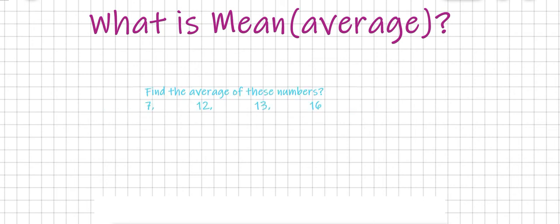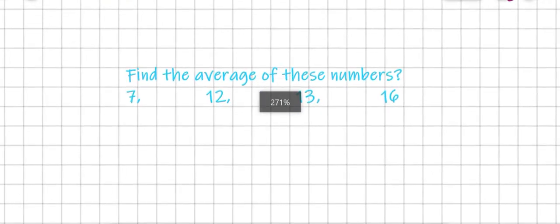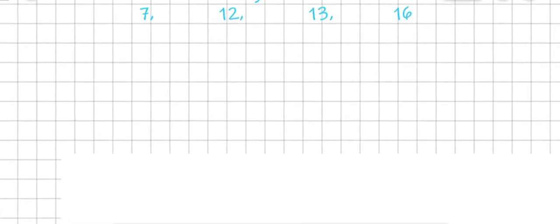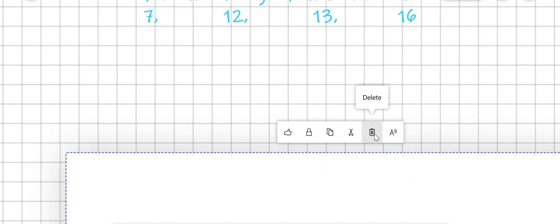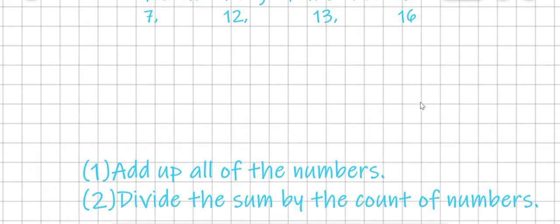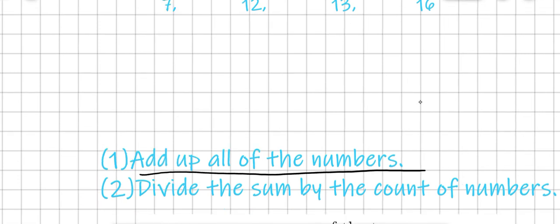And what better way to discover how to calculate a mean than examples? So first, let's look at this question. Find the average of these numbers: 7, 12, 13, and 16. Before we get started, let me show you the two steps that we need to follow, only two, to find a mean. These are the two steps: add up all of the numbers, and then divide the sum, which we just added up, by the count of the numbers. So first we need to add up all of the numbers.